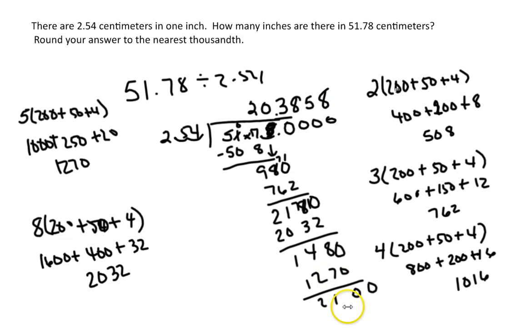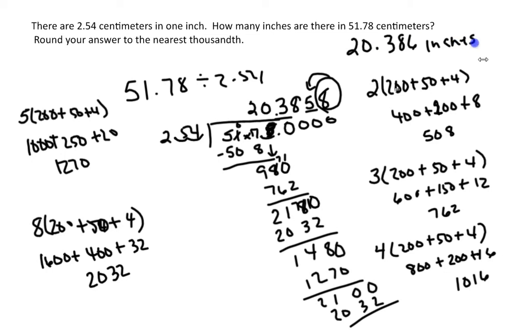We already had that worked out. That's the nice thing about doing all the math off to the side. You already have it. I don't have to subtract it this time. So I see that I'm rounding to the thousandths: tenths, hundredths, thousandths. This one tells this one what to do, so I have to round up. So my answer is 20.386 inches in 51.78 centimeters, which is about 20 inches in those 51 centimeters.